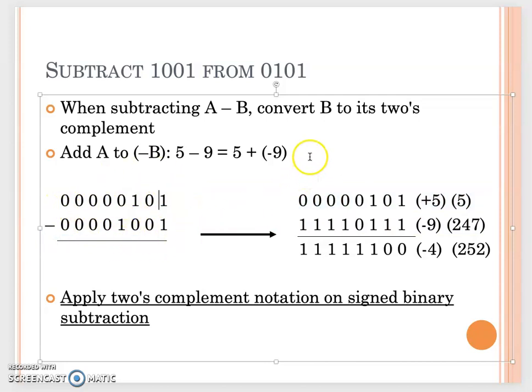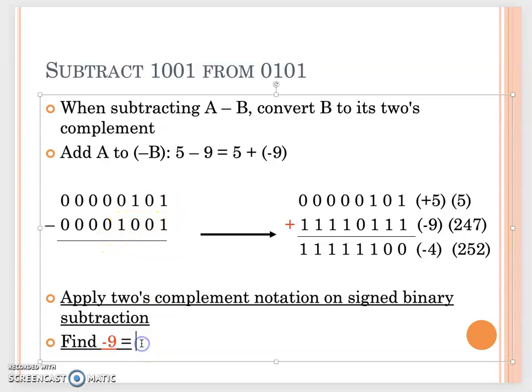But the one thing is, here instead of minus, you do the plus. So you do the plus sign, but you need to use 5 plus negative 9. So the first thing you need to find is how to represent negative 9. We know 9 is 1001.